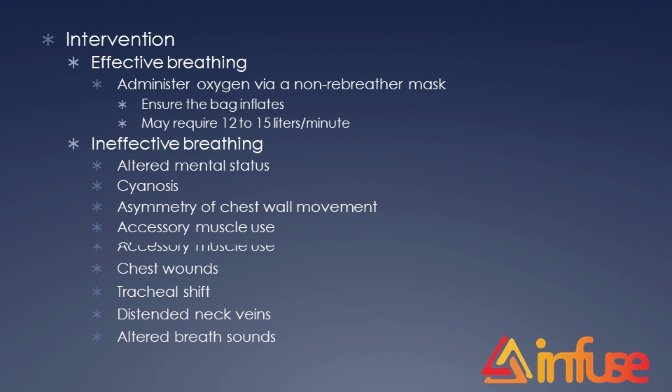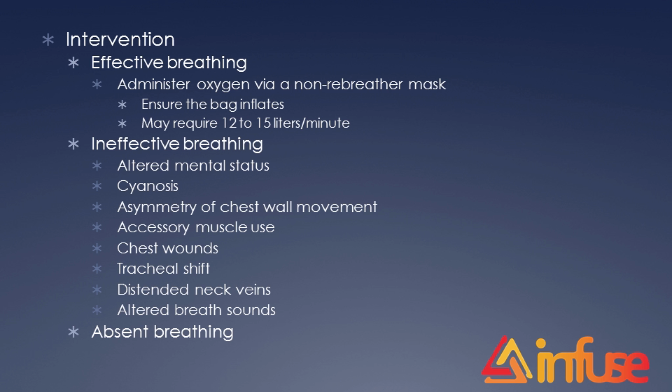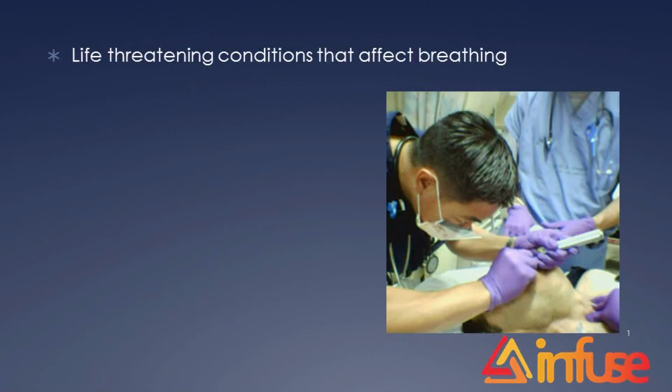And then the last is absent breathing. If there is absent breathing, then obviously we need to intubate that patient. We need to place an endotracheal tube and breathe for that patient so that we can maintain adequate ventilation and perfusion, so that they do not have further damage to their brain, to their heart, and to the other parts of their body. And then some things to consider with breathing are life-threatening conditions that affect breathing.